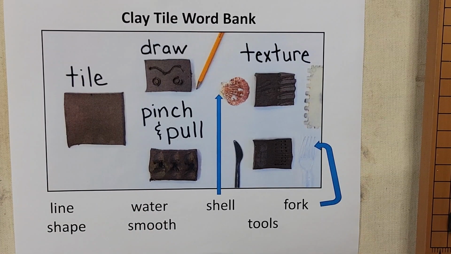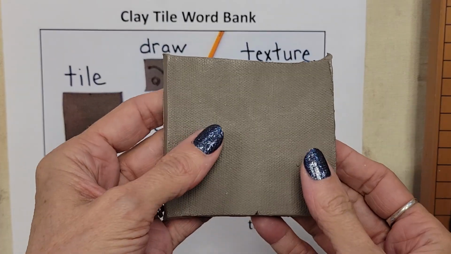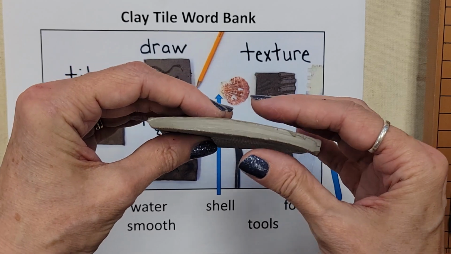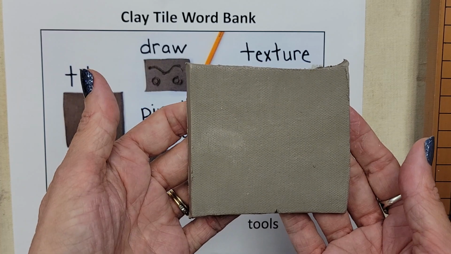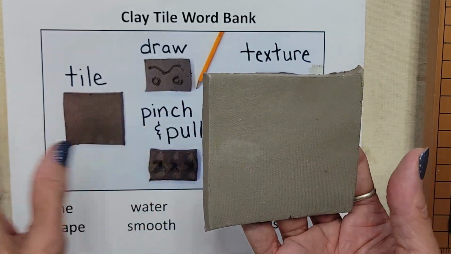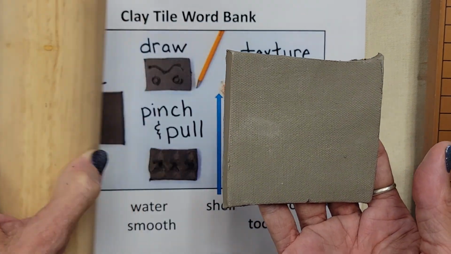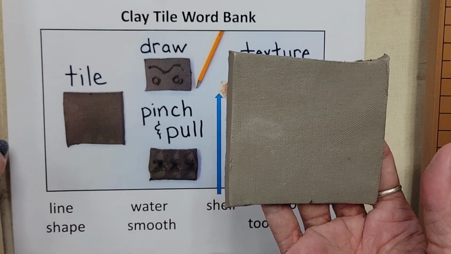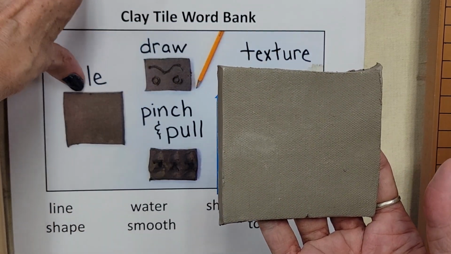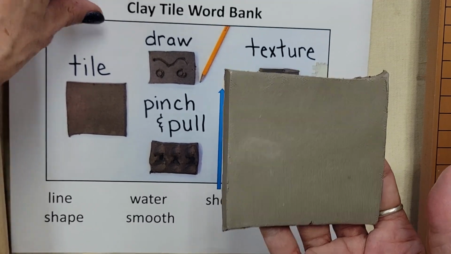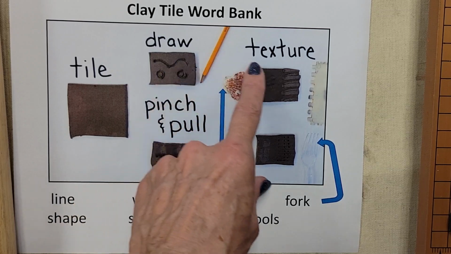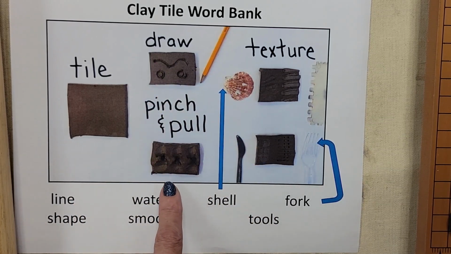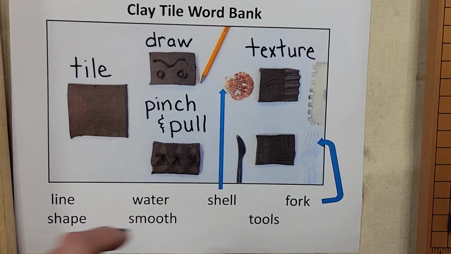So a tile is a flat slab of clay, usually about 1/4 of an inch thick or so. And when I think of a clay tile, I usually think of a square shape. I am going to use a rolling pin to create this tile for you. So you're going to get this tile today, and that's what you're going to be working on. Then your job is simply to use a different variety of tools to create a design on your tile.